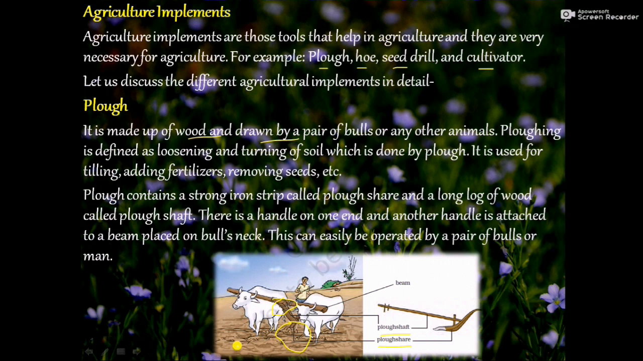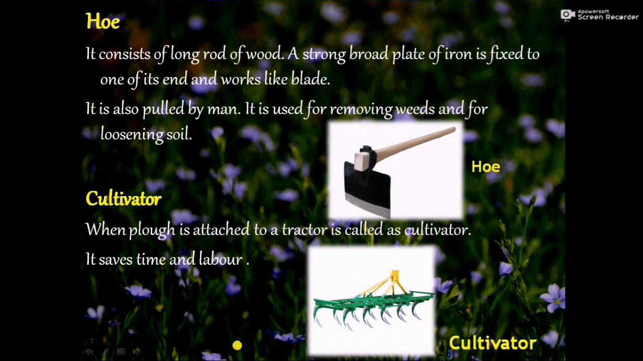Ploughing is defined as loosening and turning of soil, which is done by a plough. It is used for tilling, adding fertilizer, removing weeds, etc.